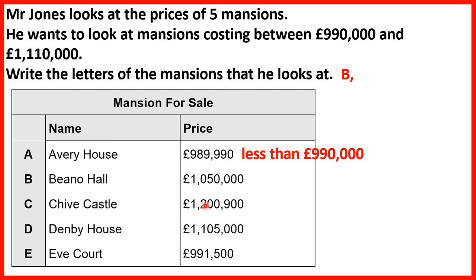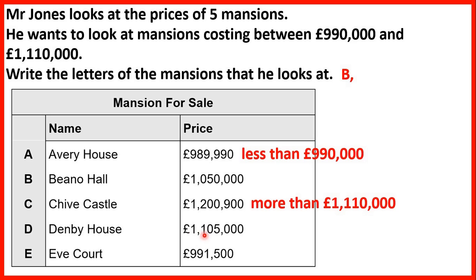Now 1,200,900. So Mr. Jones will not look at this because that's more than 1,110,000. We can see that here we have a 2 as our 100,000s digit, so that's more than this number, which only has a 1 in the 100,000s.